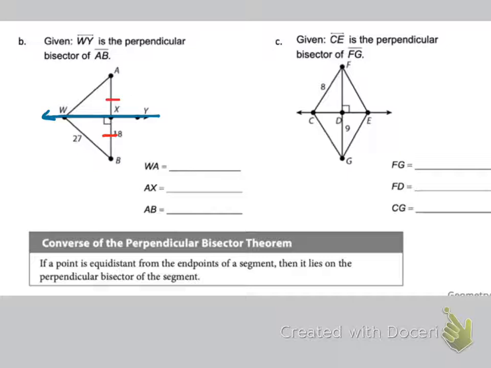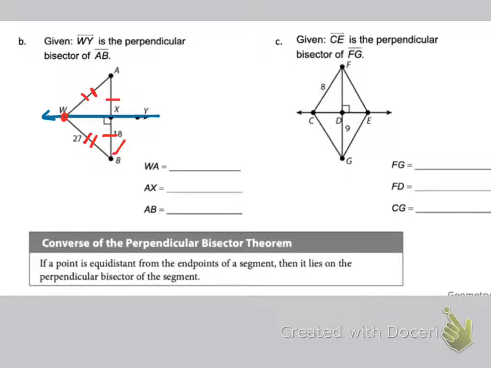And we also know that any point on the perpendicular bisector, like W or Y, is going to be equidistant to the endpoints of segment AB. And so that means these two segments are equal to each other as well. And if there were segments connecting to Y, like this, those would be equal as well.